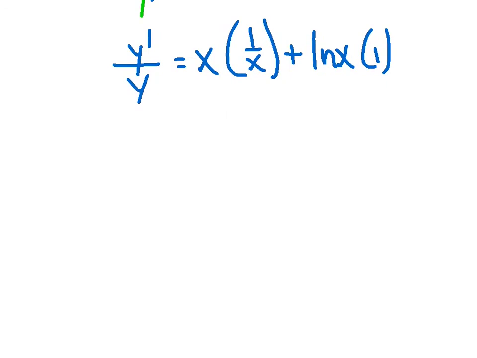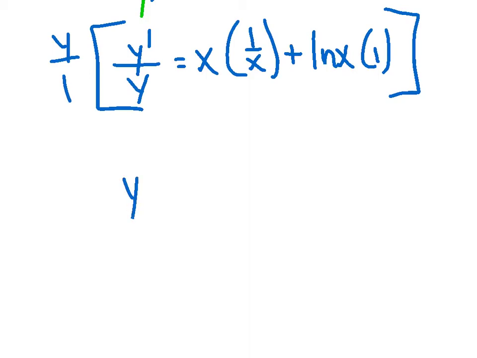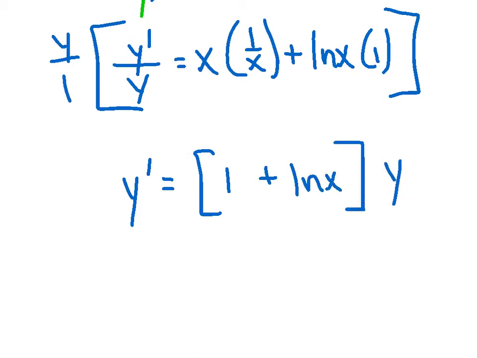What I'm going to do is multiply both sides by y over 1. On the left side, that would then give me y prime equals, let's see, square brackets, 1 plus the natural log of x times the y that I was multiplying both sides by. And all they're going to do now is they don't want you to express the derivative in terms of both x and y. They want you to strictly express that derivative in terms of x only.